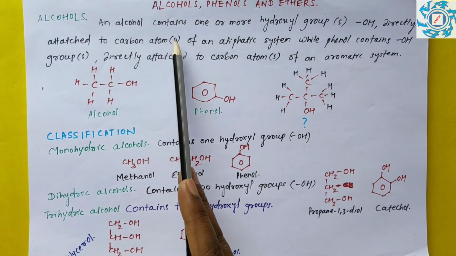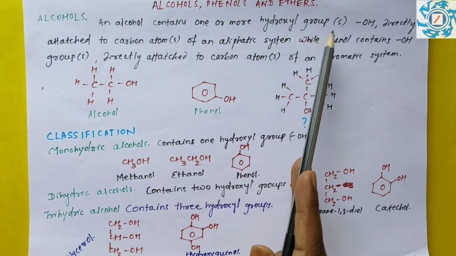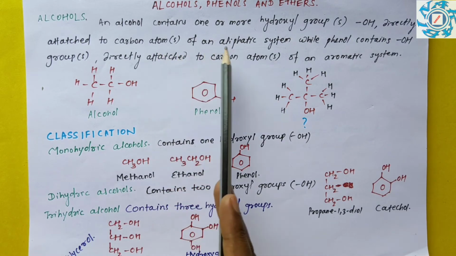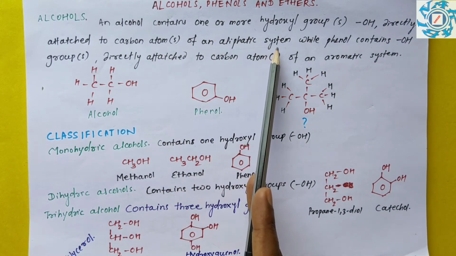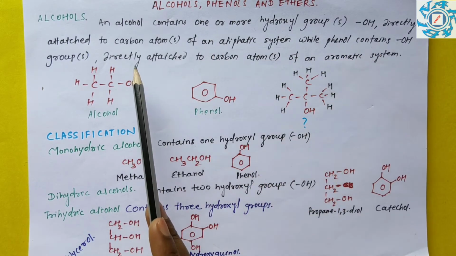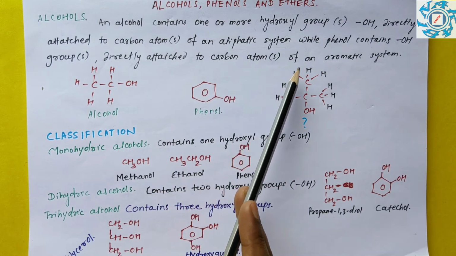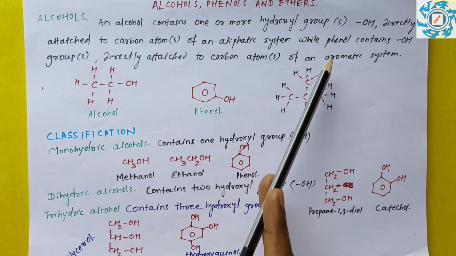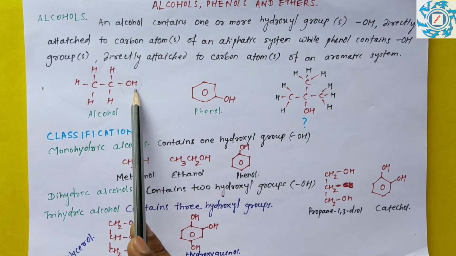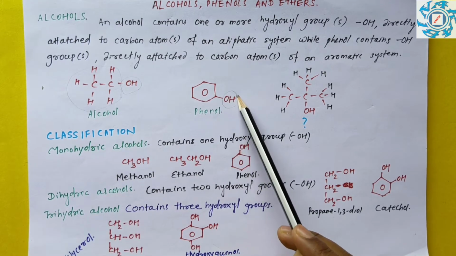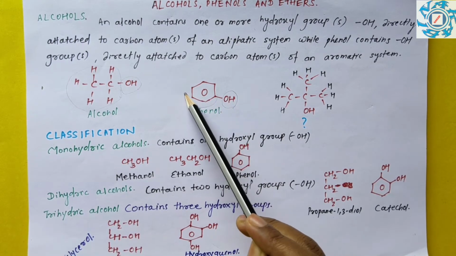An alcohol contains one or more hydroxyl groups, that is OH groups, directly attached to the carbon atoms of the aliphatic system. What is aliphatic system? We have discussed in class 11. While phenol contains OH groups directly attached to carbon atoms of an aromatic system. So what is the difference? In aliphatic alcohols, the OH group is attached to the aliphatic system, whereas in phenols, the hydroxyl group or the OH group is attached to an aromatic system.